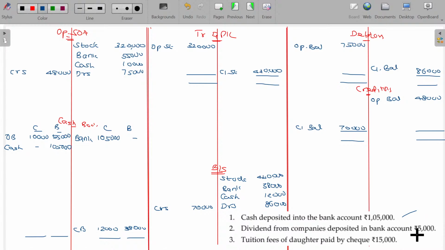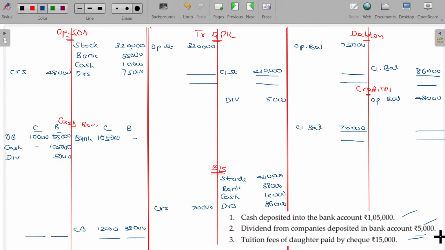Dividend from companies deposited into the bank, 5,000 rupees. Dividend from the company, how can you show? Come on. Dividend receipts. In the receipt side, dividend 5,000 rupees in the bank account. Second entry should be where? In P&L account, income side. So here, dividend receipt 5,000 rupees.